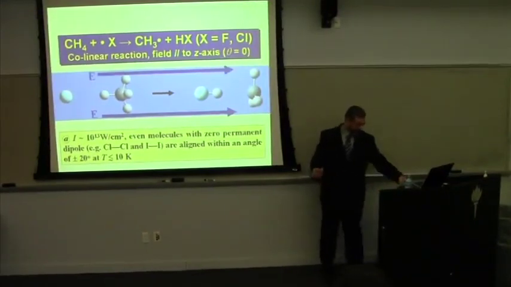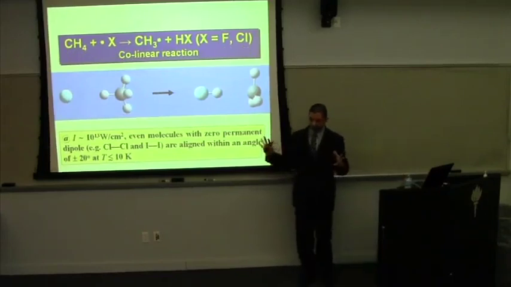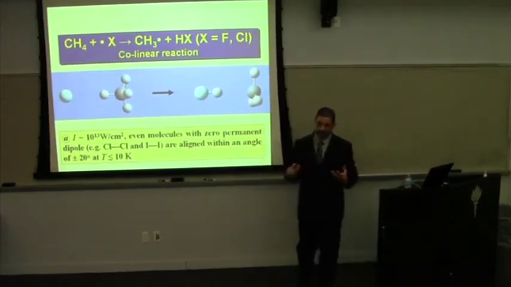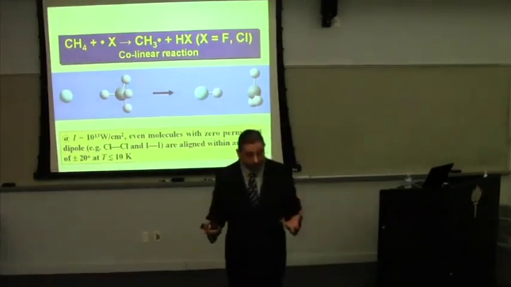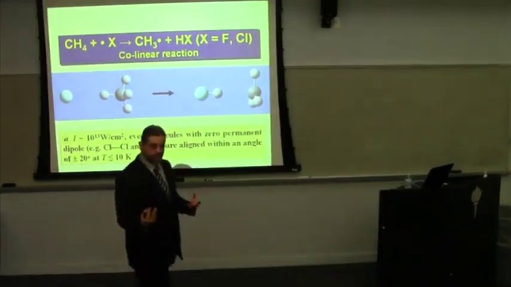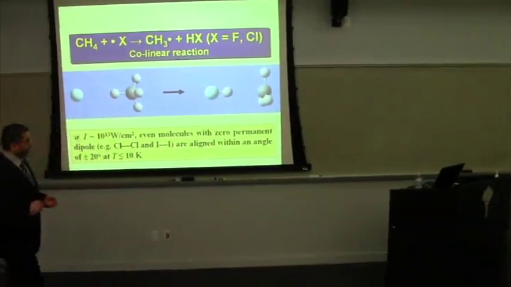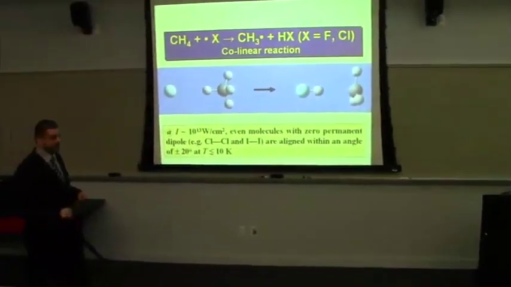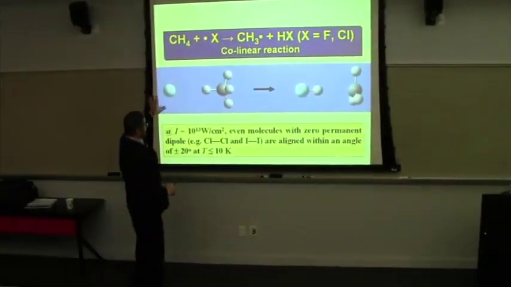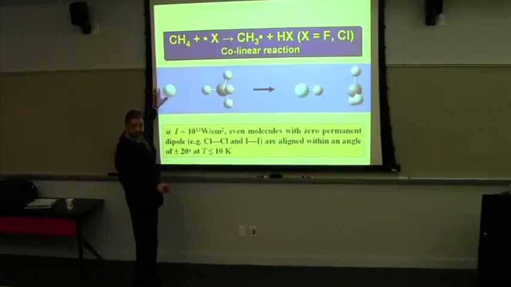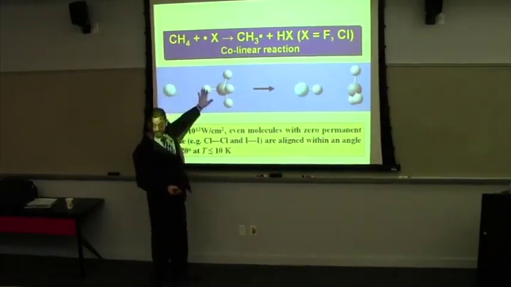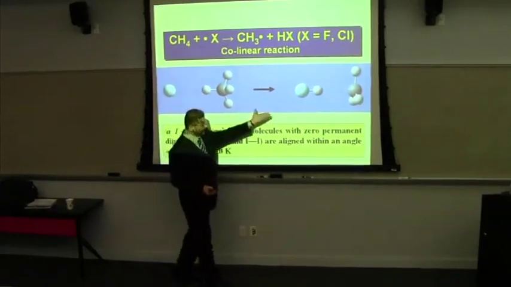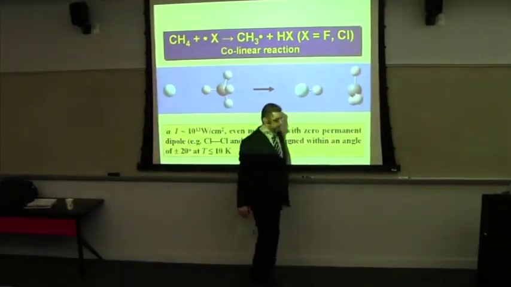So the second thing, I'm just bringing you into the calculation, trying to show you what the assumptions are, what the model we're studying is, and you'll see at the end how this all fits together. I know it's a little bit disconnected at this point. So here I'm looking at the collinear attack of the halogen and the methane to get the HF or HCl and the methyl radical.